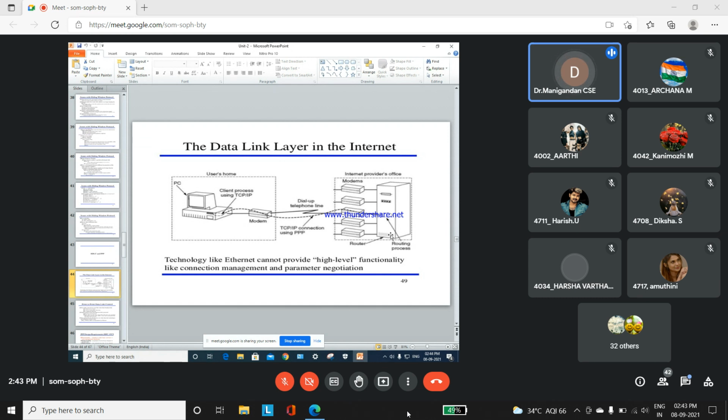In the user process, the point-to-point connection is made directly with the help of Ethernet, with a modem at the higher level process and another modem at the other end in the user's home. Within this process the TCP/IP connection is established. Technology like Ethernet cannot provide high level functionality like connection management or parameter negotiation.